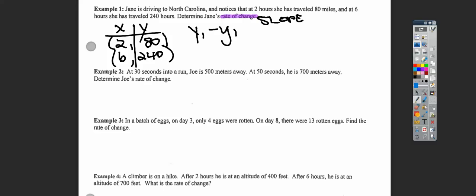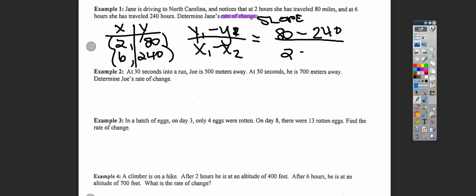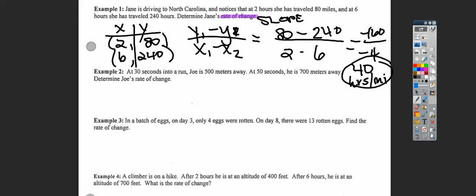I do the formula. y1 minus y2 over x1 minus x2. So y1 is 80 minus y2 is 240, all over x1 is 2 minus x2, which is 6. So 80 minus 240 is negative 160, divided by 2 minus 6, which is negative 4. So I get 40. So 40 is my rate of change. It's not hours per mile, it's miles per hour, because it's y divided by x.